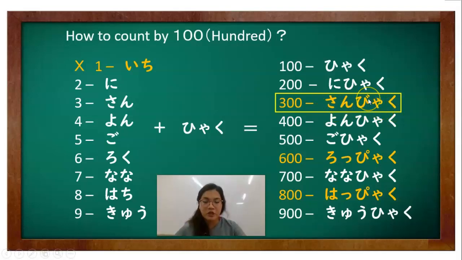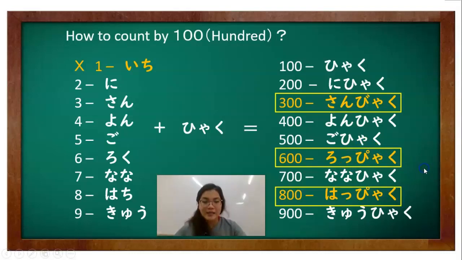Sangbyaku. So remember, you need to add teng here. Next special is 600, roppyaku. So ku is changed to chisai tsu and add chisai maru. And last, 800 is happyaku. So chi is changed to chisai tsu, and then you add chisai maru.